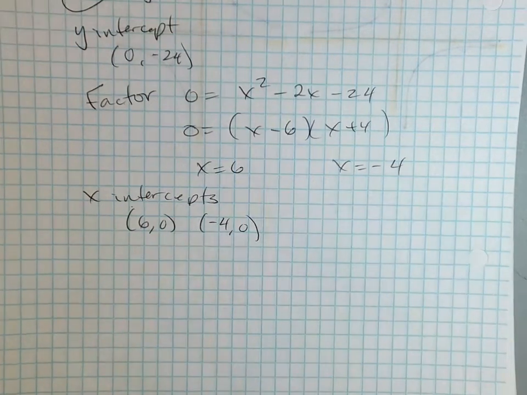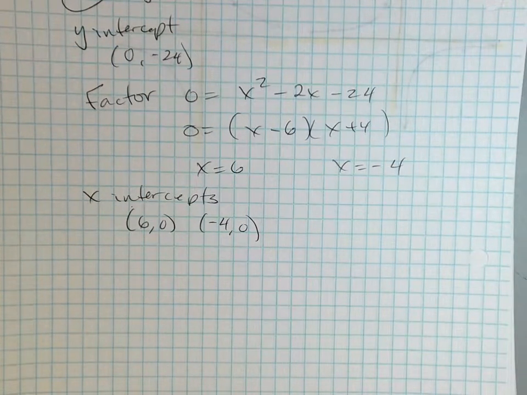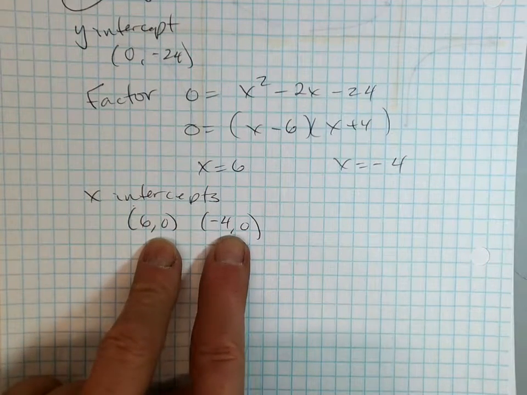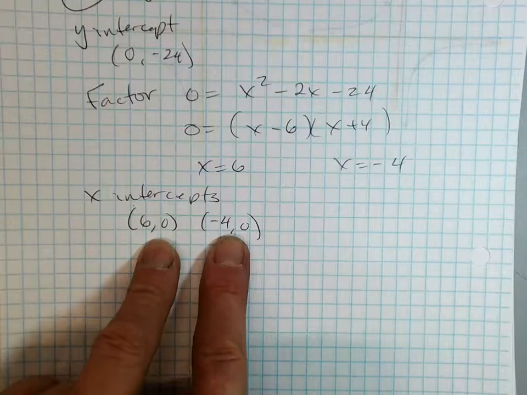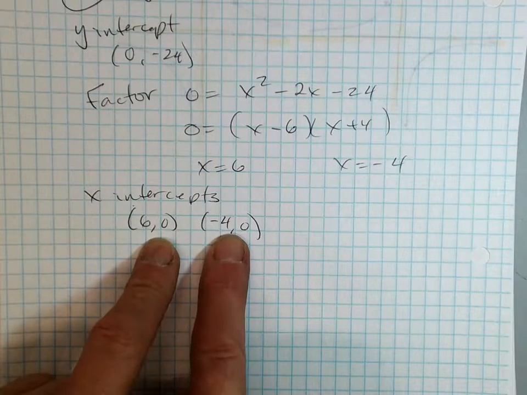Now, the vertex. There are 2 ways to get the vertex. One is negative b over 2a, and that will work. The other is this: the vertex has to lie right in the middle of these 2 points. Does that make sense? The vertex is right smack dab in the middle of these 2 points.